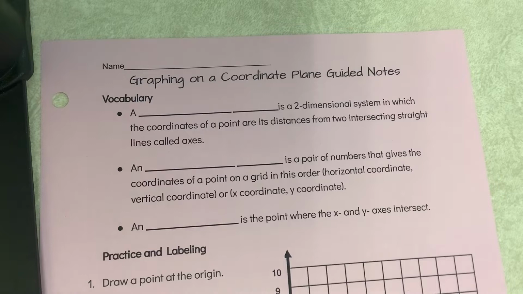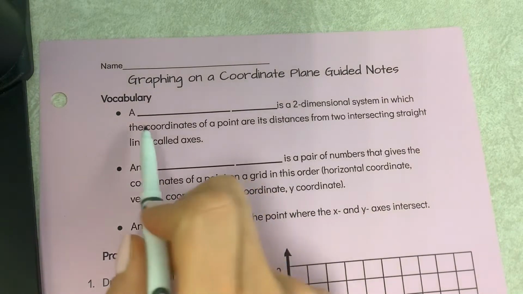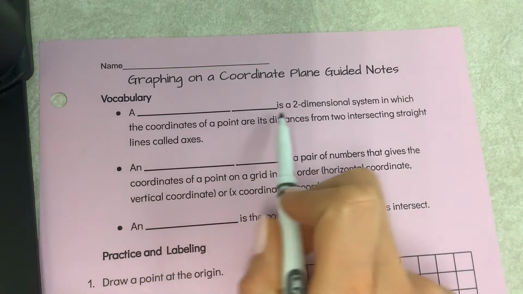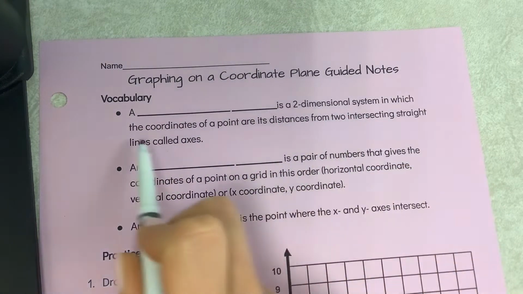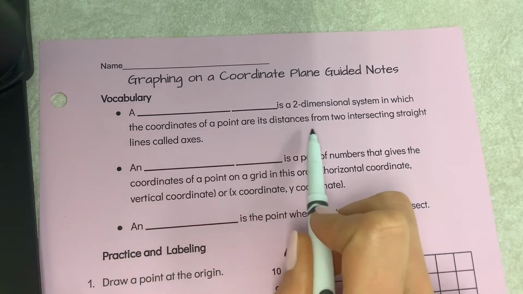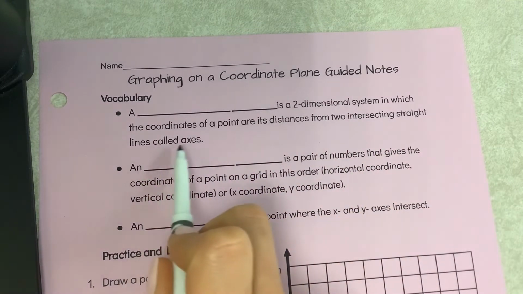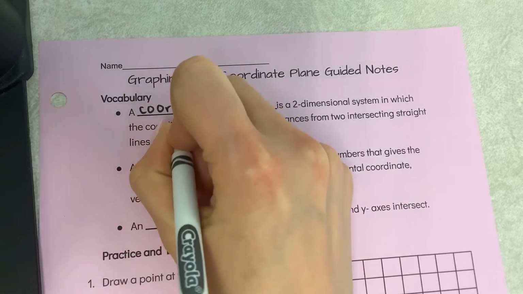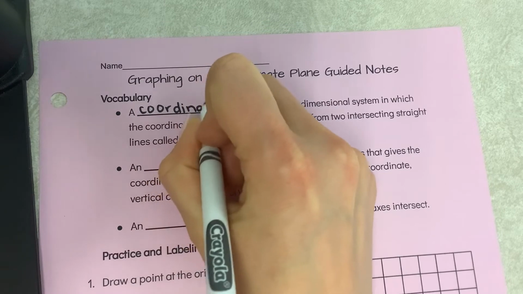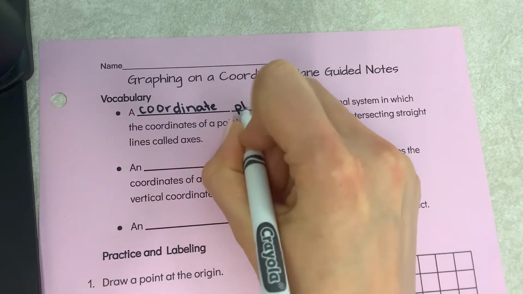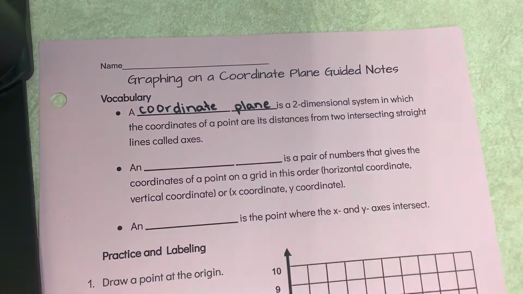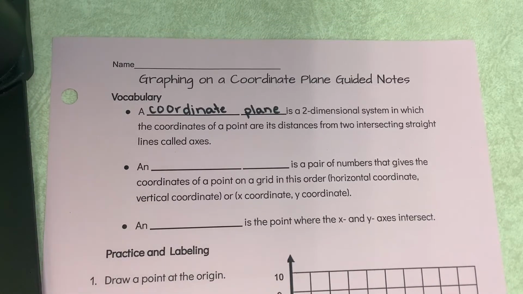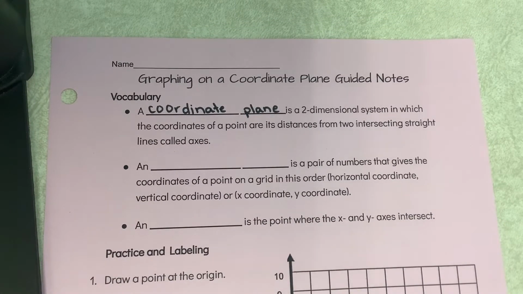So the first thing that we're going to start off with is a few important vocabulary terms. In this first blank, a coordinate plane is a two-dimensional system in which the coordinates of a point are its distances from two intersecting straight lines called axes. So on here, we are going to fill in a coordinate plane. That is also sometimes called a coordinate grid. You'll hear me refer to them using both terms. They're used interchangeably.